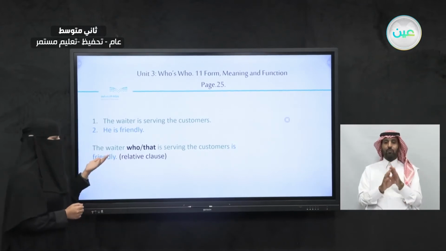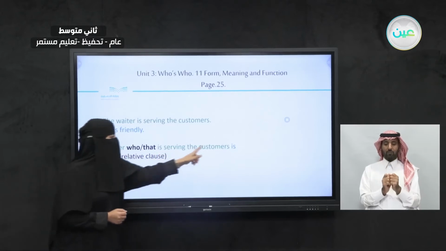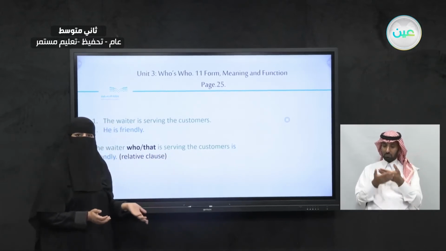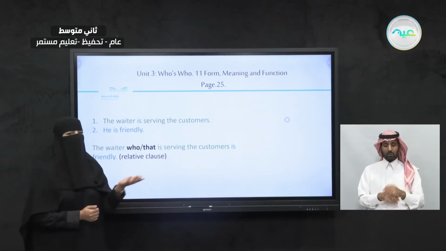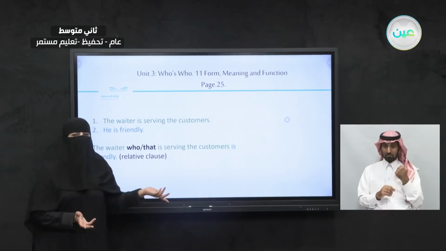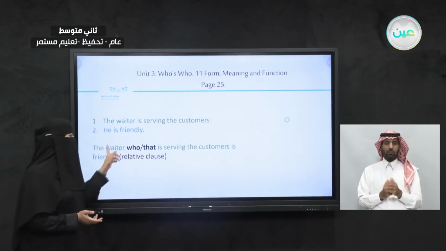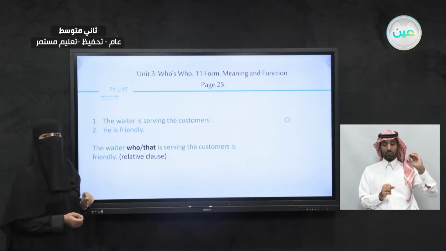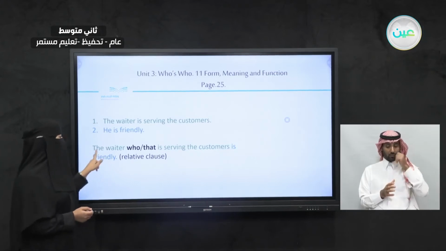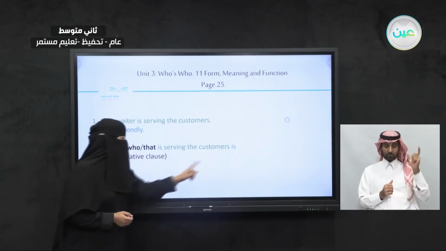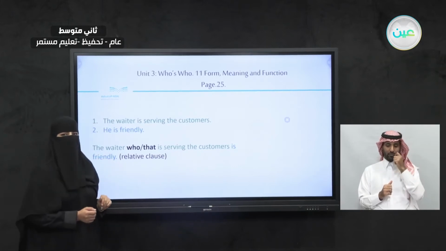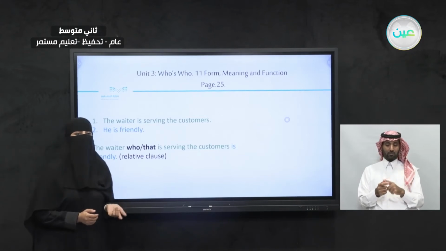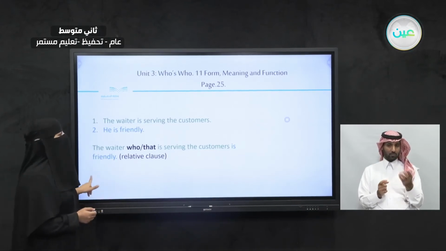So if you hear this sentence, the waiter is serving the customers. It is good. This is a well-formed sentence. But what if I say is friendly? What is friendly? That's why you need one of these words. Who or that? Because here we are talking about the waiter. The waiter who is serving the customer is friendly. See? It makes sense now. How about the other words here? Let's take a look at another example.